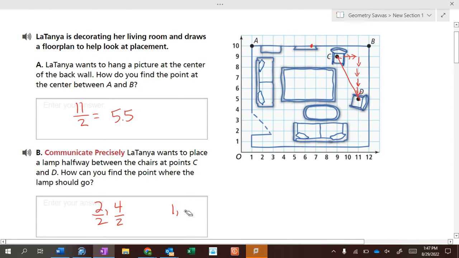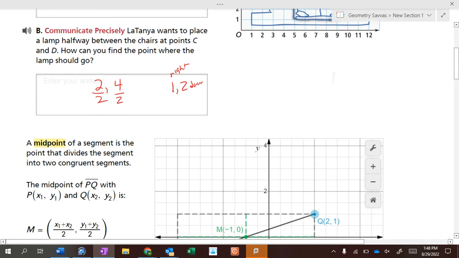If you go 1 to the right and 2 down, you should be right here, and that's where the lamp should go. Okay, so we're going to actually get better procedures for doing this.